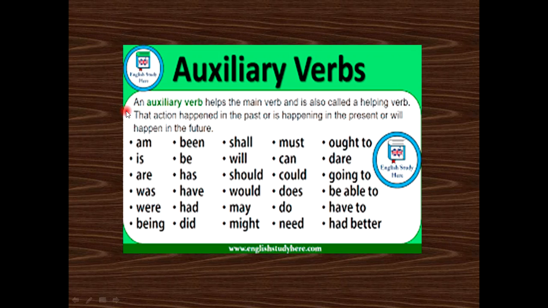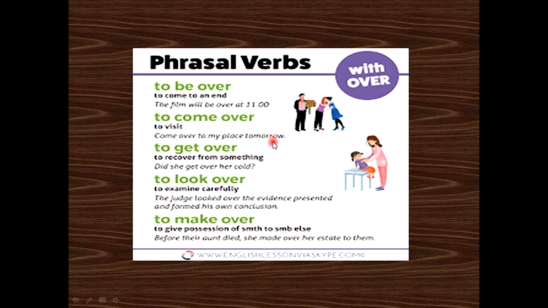An auxiliary verb helps the main verb and is also called a helping verb. We can simply call modal auxiliary verbs helping verbs. They show that an action happened in the past, or is happening in the present, or will happen in the future. So we can use them in 3 tenses: present, past, future. For example, am, is, are, be, should, could, be able to, have to, had better. All these are helping verbs.